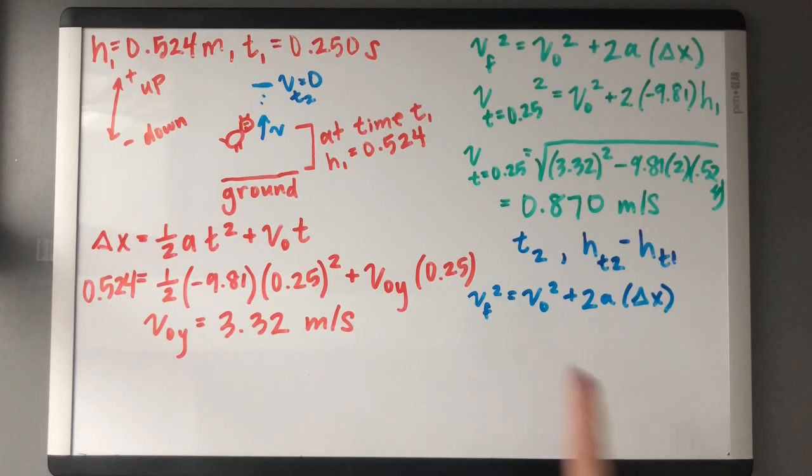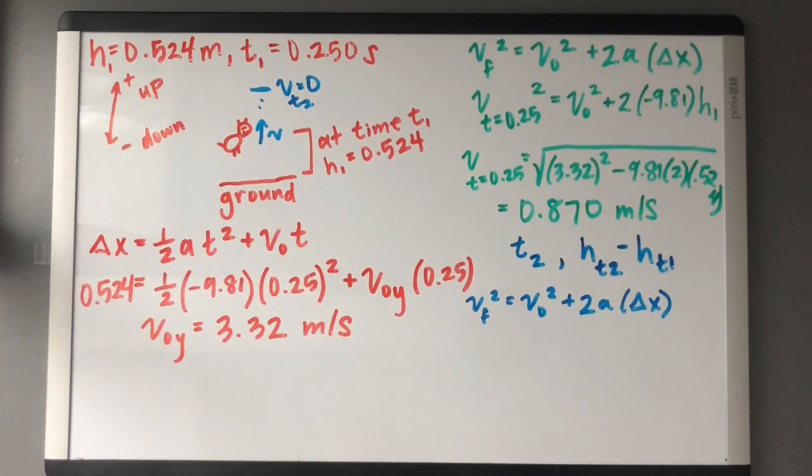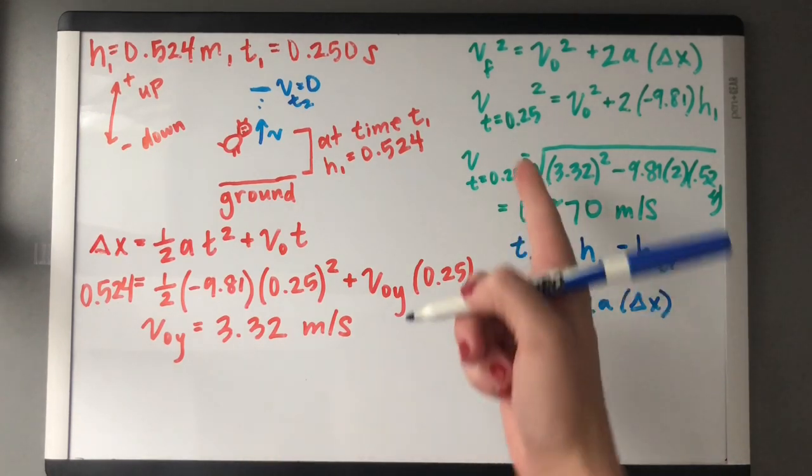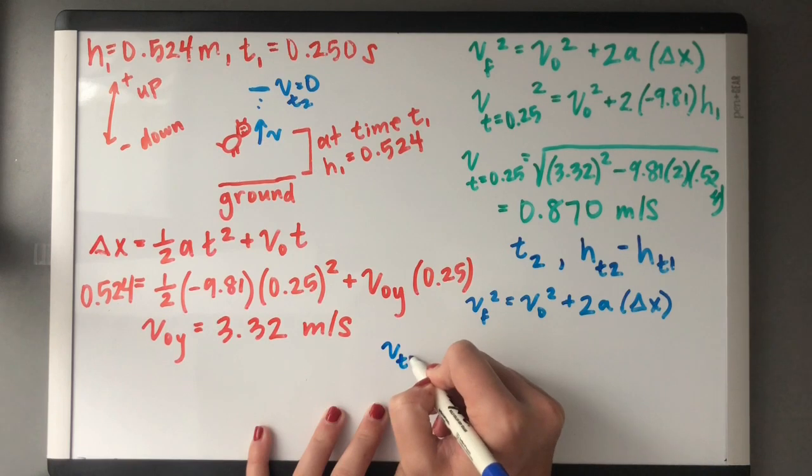In this case, though, final and initial are going to have new meanings, which is why I write the general form first and then go back in and fill in the constants and the variables that apply in this particular application of that formula. So in this case, final is going to be t2 and initial is going to be t1. So velocity final doesn't mean velocity at t1 anymore, which is what it meant up here. Now velocity final means the velocity at t2.